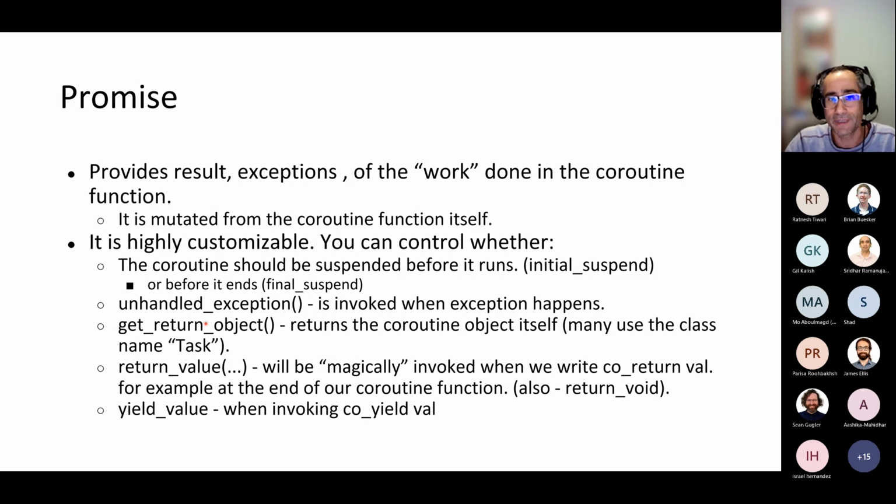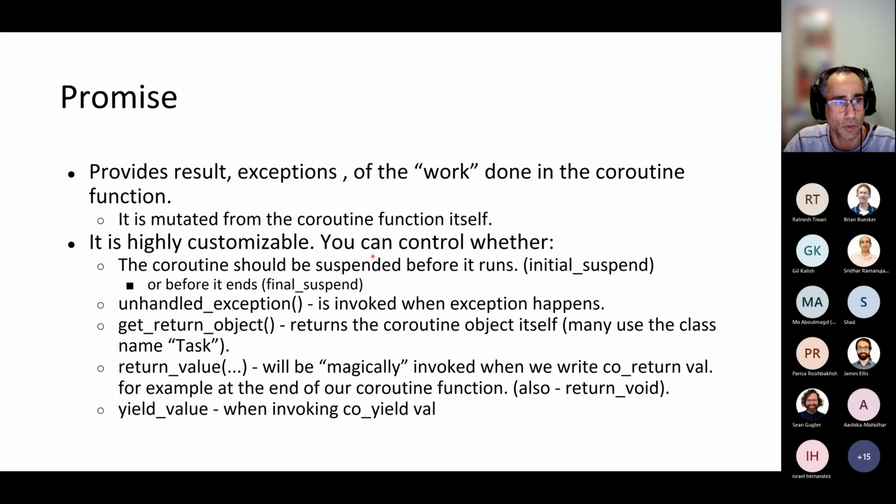It is mutated from the coroutine function itself, which means that when I'm trying to do co_yield and I have a co_return, the result looks like a communication channel between the coroutine function and the promise, and then I get the promise value back and I'm done. It sounds very complicated. It is kind of magic, but this is something that we'll talk about in detail, so don't worry about it.